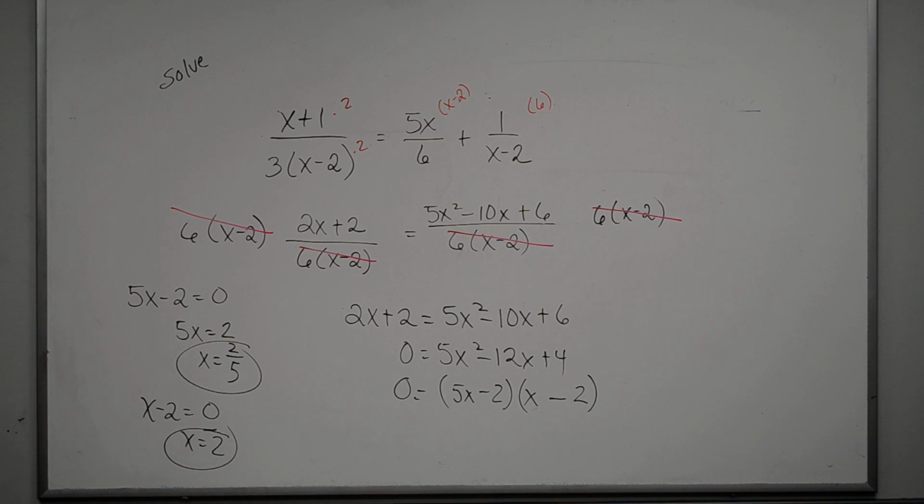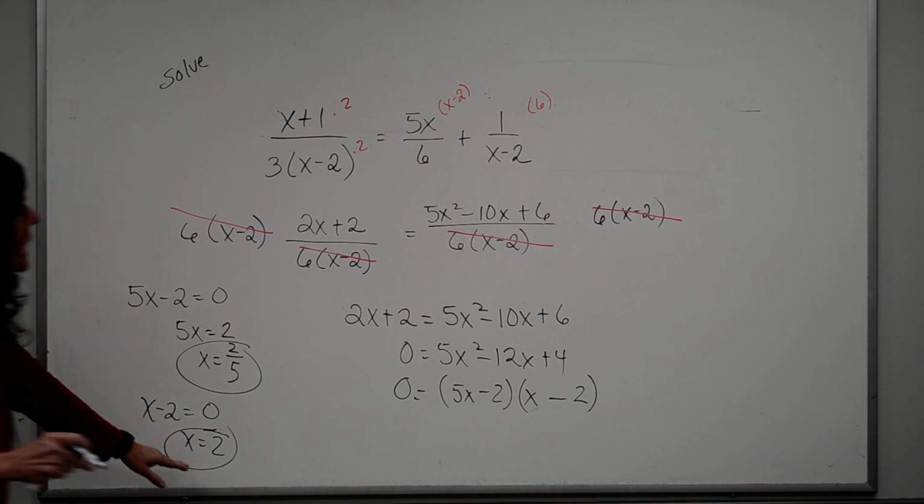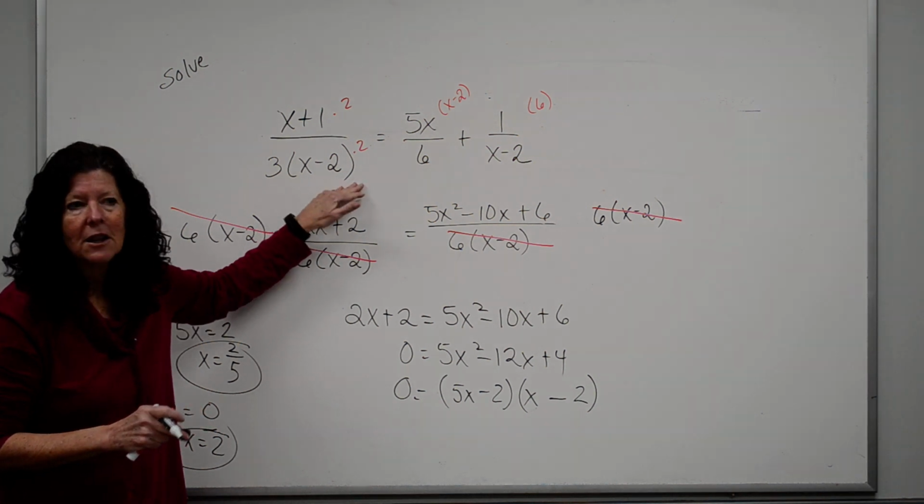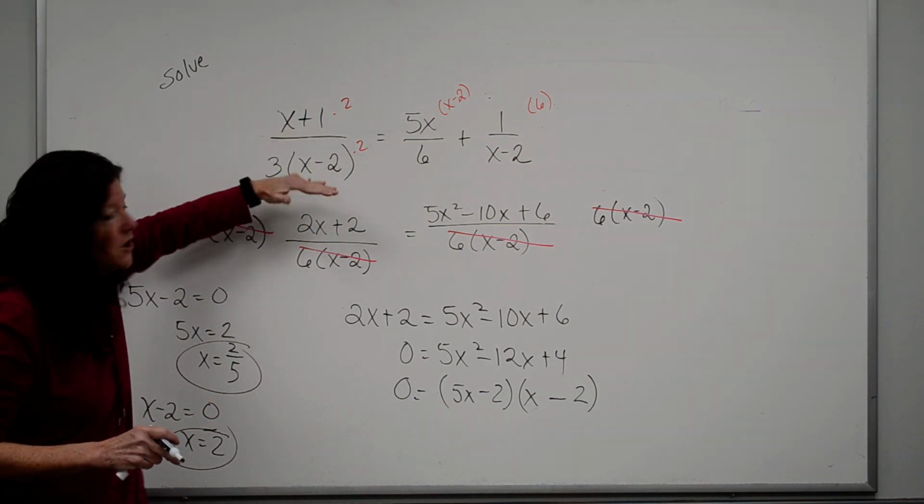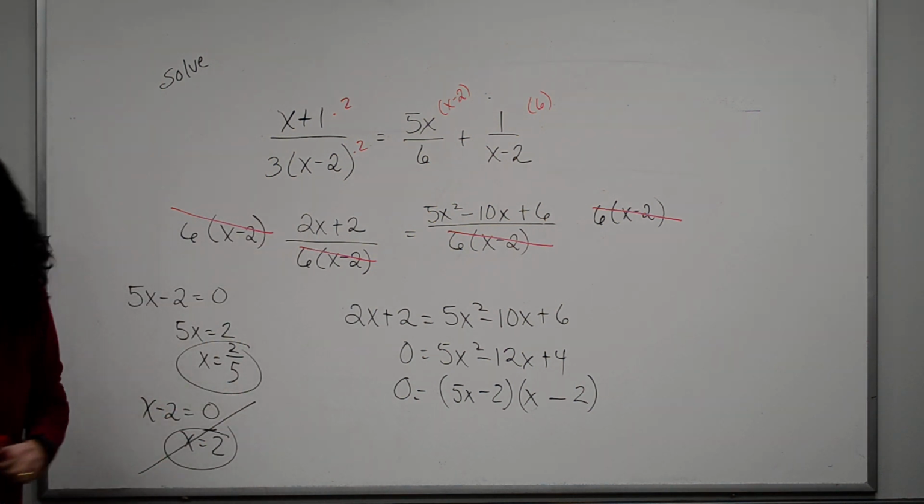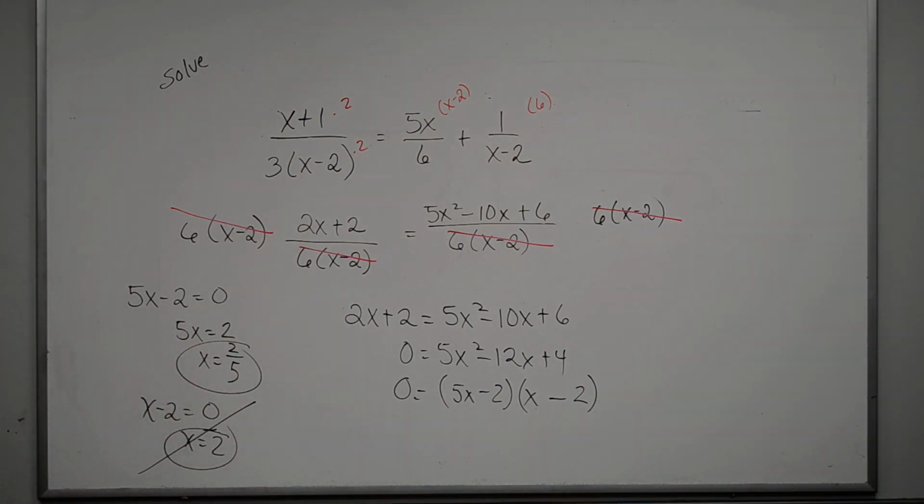And I can't have 0 on the bottom of a fraction. That's undefined. It can't be done. Look what happens when I plug 2 back in there. 2 minus 2 is 0, which would then put a 0 on the bottom of a fraction. That one doesn't work. So I know that the only answer I have is 2/5. Now I can plug that back in, but I guarantee you it does work.